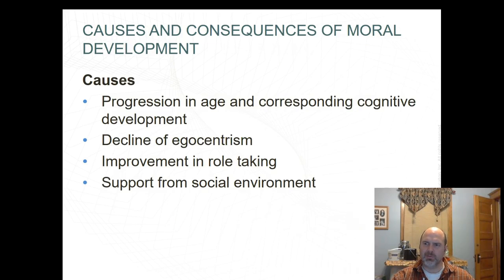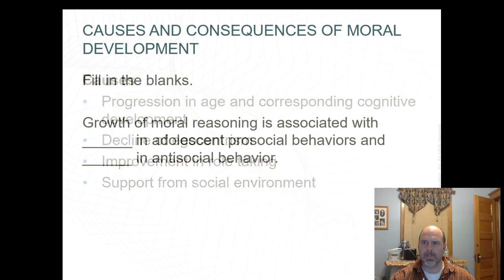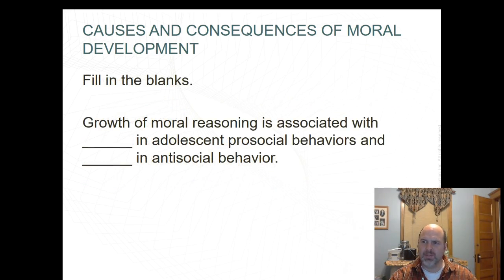Now, longitudinal research relating parenting styles and family climate to moral reasoning suggests that Kohlberg is right about the need for social support. Age and corresponding cognitive development are needed to progress from stage to stage. A decline of egocentrism is critical. Role-taking improves an adolescent's ability to reason from another's perspective. Support from the social environment is needed to sustain moral reasoning. So growth of moral reasoning is associated with increases in adolescent pro-social behaviors and decreases in antisocial behavior.